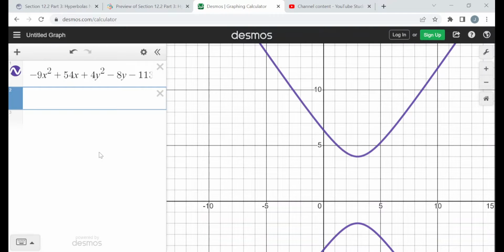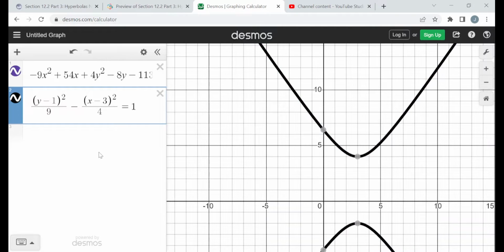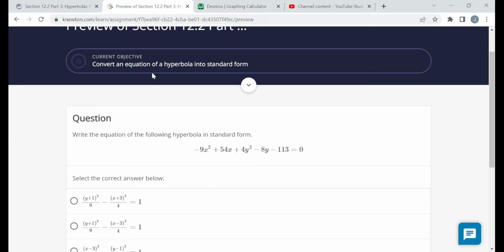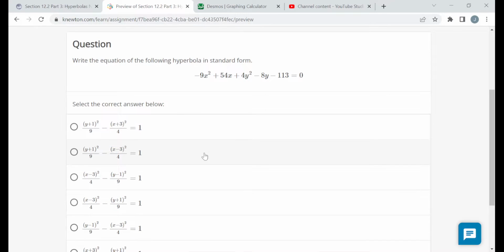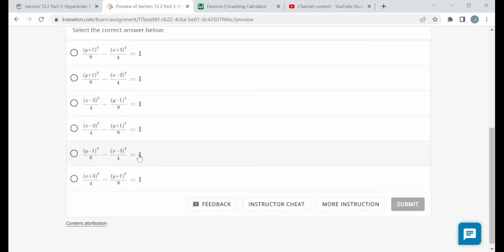And the graph we ended up with in standard form, y minus 1 squared divided by 9 minus the quantity x minus 3 squared divided by 4 equals 1. And look at that, right on top of it. It's exactly the same picture, exactly the same hyperbola. So that's correct. Right, so y minus 1 squared over 9 minus x minus 3 squared over 4 equals 1. That's this option here, and that should be good.